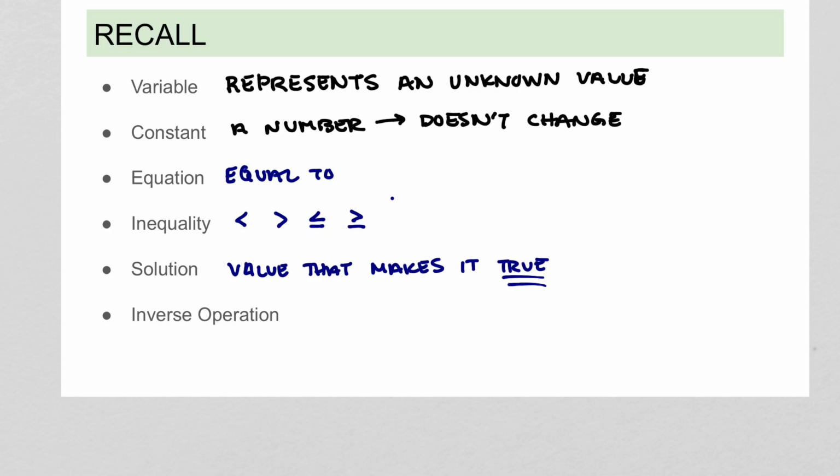And last lesson we talked about inverse operation. That's kind of like the undo. It's the opposite operation. So if it says addition, the inverse would be subtraction, and that goes both ways. And if it's multiplication, the inverse is division, right? So the inverse of addition is subtraction. The inverse of subtraction is addition. The inverse of multiplication is division, and the inverse of division is multiplication.